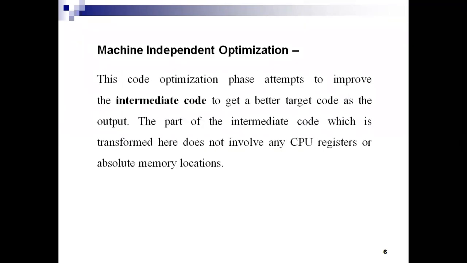Machine independent optimization is used to improve the intermediate code to get a better target code as an output. What it means is, this code optimization phase attempts to improve the intermediate code to get a better target code as the output. And the part of the intermediate code which is transformed here does not involve any CPU registers or absolute memory locations. Make a note here: this does not involve any CPU registers or absolute memory locations.